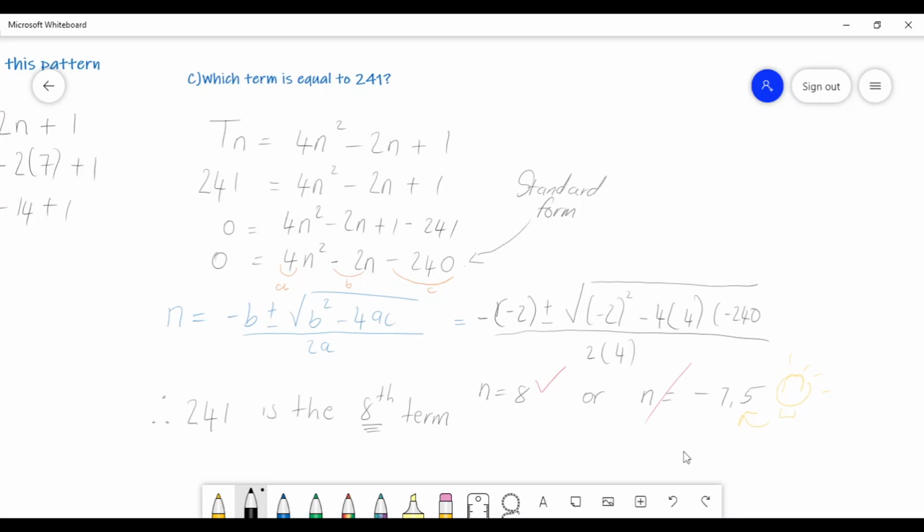And then we had a light bulb moment that we're trying to find a term, a position of a number on a sequence. And if it's -7.5, that should not make sense, because it needs to be a positive natural number.